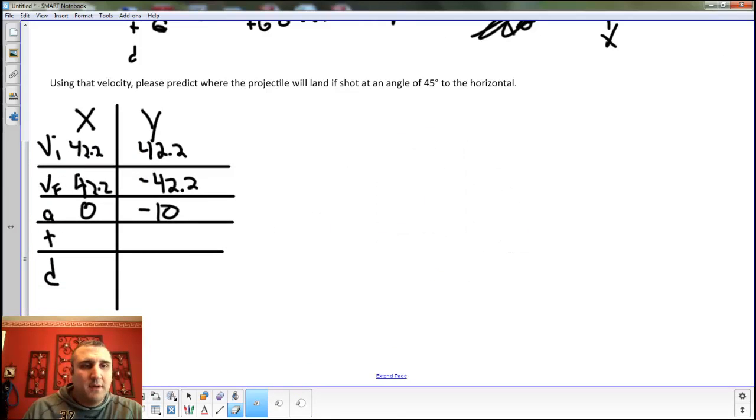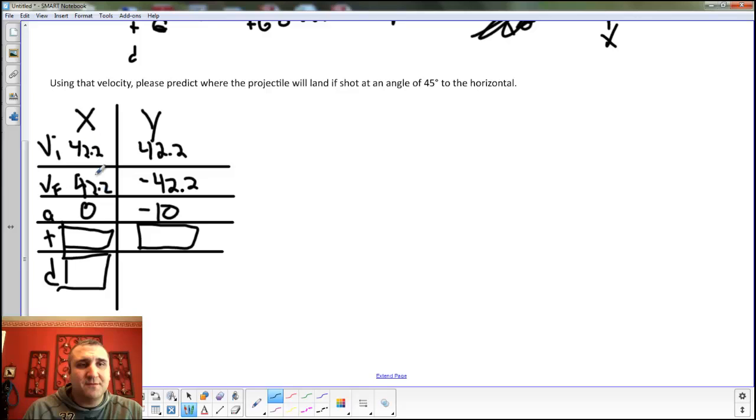So now we want to know where it's going to land. But to do that, we need the time. As much as I would like to say VF squared equals VI squared plus 2AD, we'll just get 0 equals 0 times the displacement, so you get everything. So we really have to figure out the time here. And again, we'll use time in the y. VF equals VI plus AT. Negative 42.2 equals 42.2 plus negative 10t.